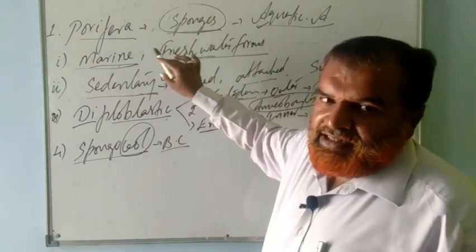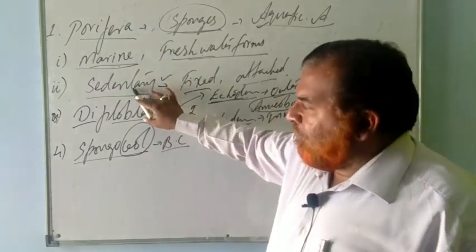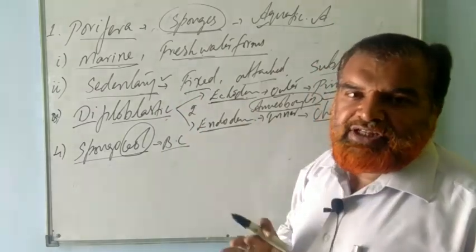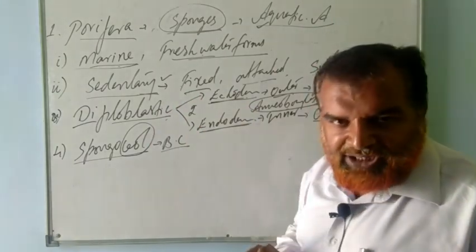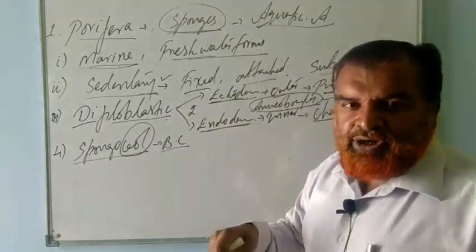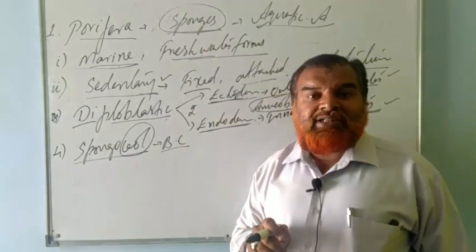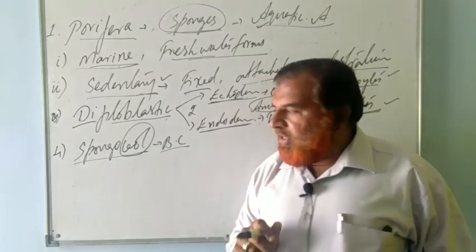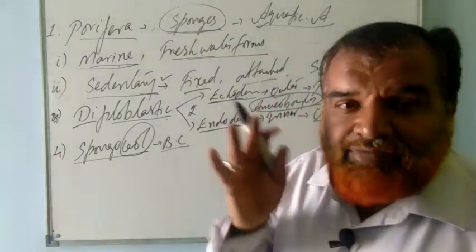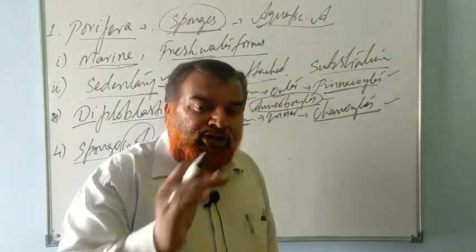They are aquatic animals. Most of them are marine. Some are freshwater. They are sedentary animals attached to fixed substratum. They are diploblastic. Outer ectoderm, inner endoderm. Ectoderm, outer consists of pinacocytes. Inner endoderm consists of choanocytes. You have to repeat with me. Clear? Then the body cavity of these sponges is known as spongocoel.